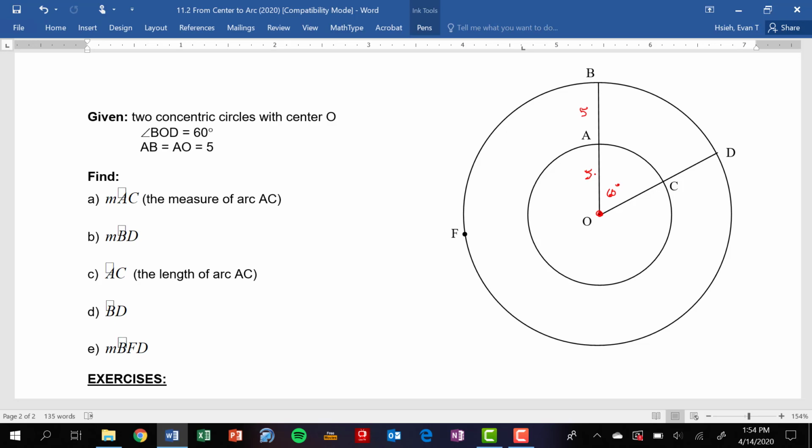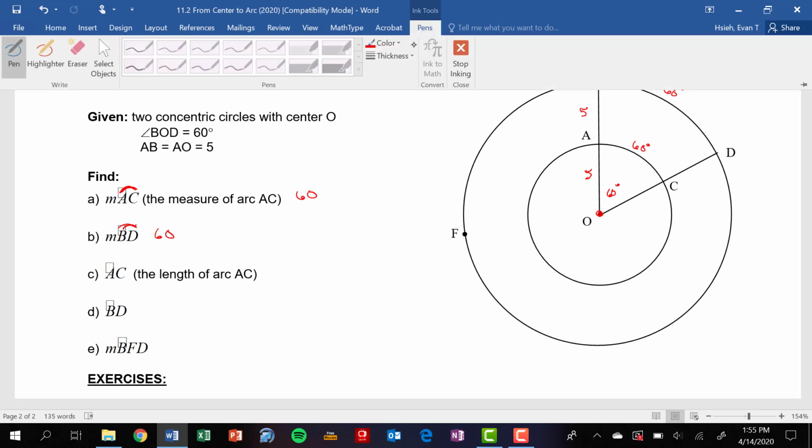And I'm supposed to find the measure of arc AC. I'm not sure what happened with my symbol here, but that's the measure of arc AC. The measure of the arc, of course, is the same as the measure of the central angle. So I know that this arc has a measure of 60. And the measure of this arc, which is over here, interestingly enough, has the same measure. It's 60 degrees because it shares the same central angle.